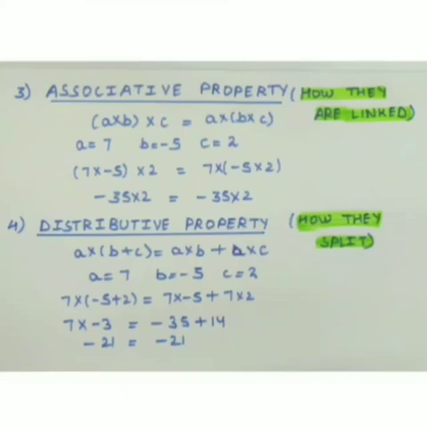We will put the values as per our property and see whether LHS is equal to RHS. The fourth property is the distributive property, how we are splitting them. a into bracket b plus c is equal to a into b plus a into c. We have split it. Here again we have taken the same values as in the associative property. a is equal to 7, b is equal to minus 5, c is equal to 2. We will put the values and check that even after splitting we get the same values, as LHS is equal to RHS.